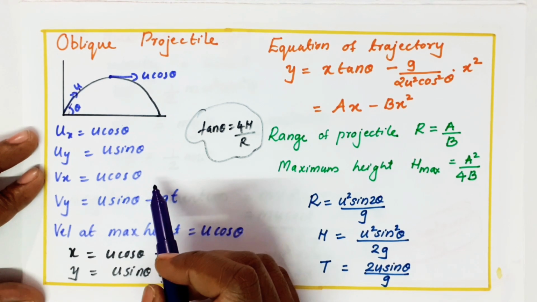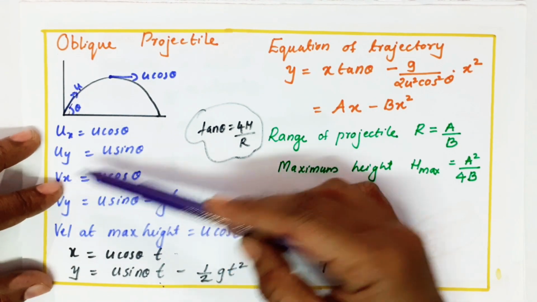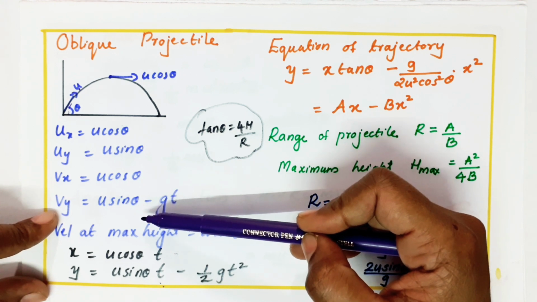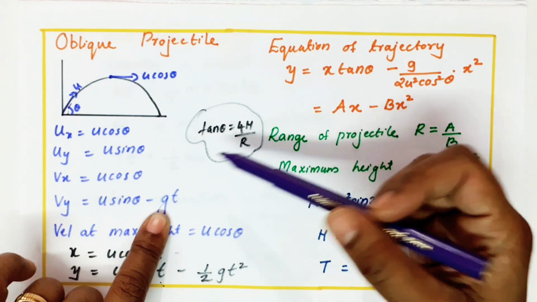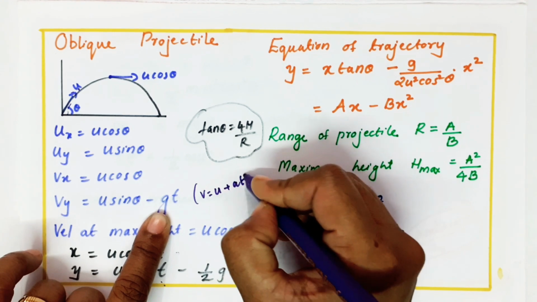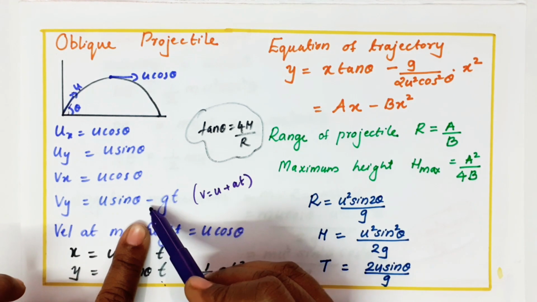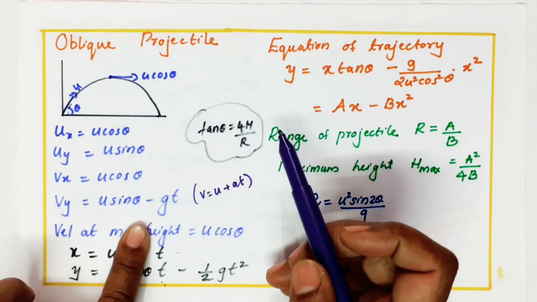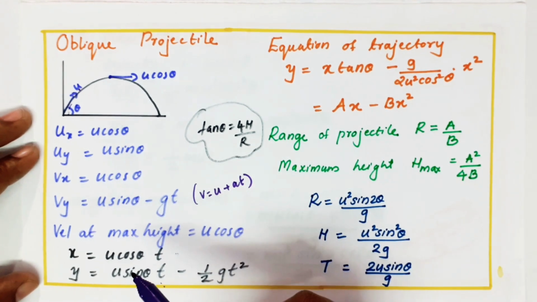Another point you remember: horizontal velocity remains the same. So Vx is always u cos theta only. But what about Vy? As we are going up, you can write it as u sin theta minus gt. Where did I get this equation? It is in the form v is equal to u plus at, where u is u sin theta and a is minus g, into t. You remember the basic formula, then only you can derive like this. So vertical velocity I can find by u sin theta minus gt.